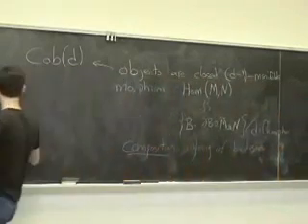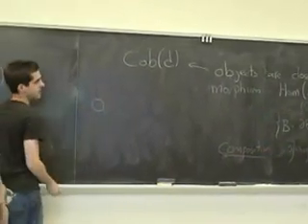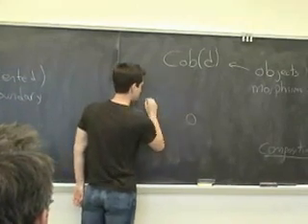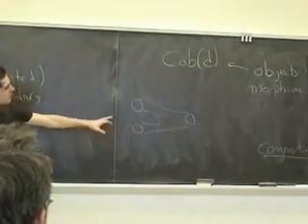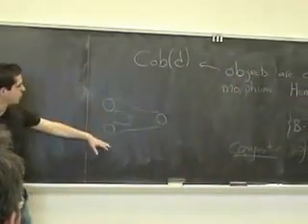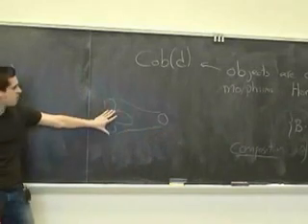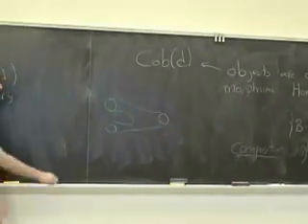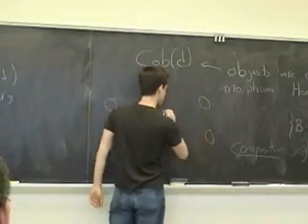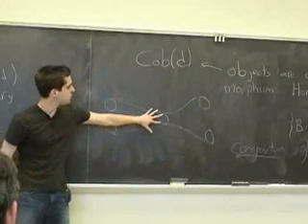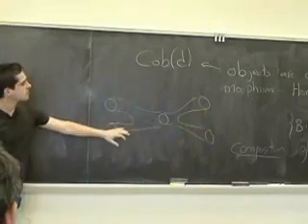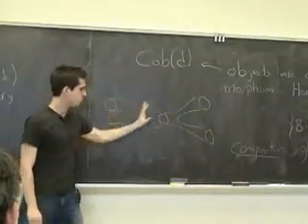So, for example, let's say d is equal to 2. Here's a typical picture of a morphism in this category. Here M is 2 circles, N is 1 circle, and here's a picture of a Cobordism from 2 circles to 1 circle. And if I wanted to compose that with this morphism, then I would just glue these 2 pictures together along the common part of their boundary to get another Cobordism, now from 2 circles to 2 circles.